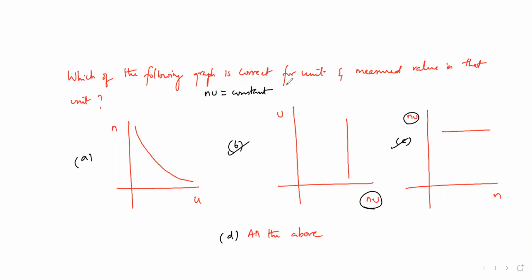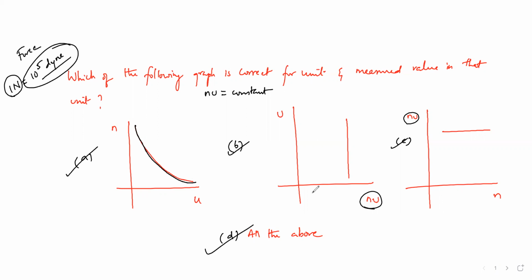Now, for example, let us say I am trying to write force. 1 Newton is equal to 10 to the power of 5 dynes, right? So what is happening here? 1 Newton is smaller than 10 power 5 dynes, so one value should be decreasing. So this value is decreasing, so this is also holding good. All three are holding good. So my answer will be all the above. Clear?